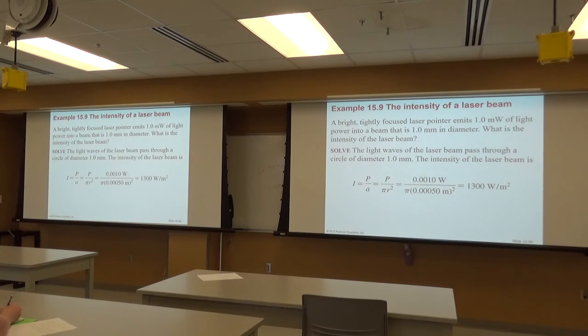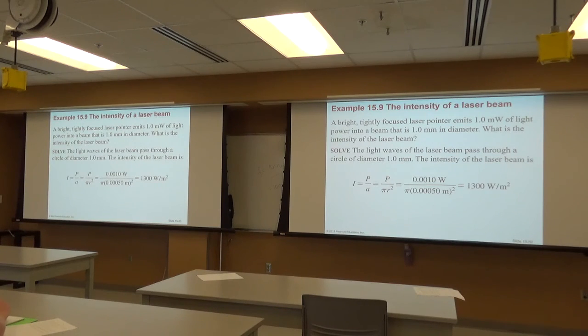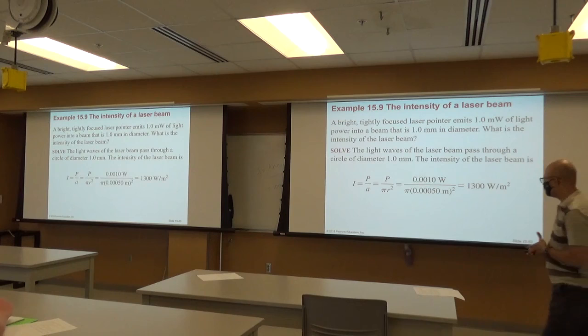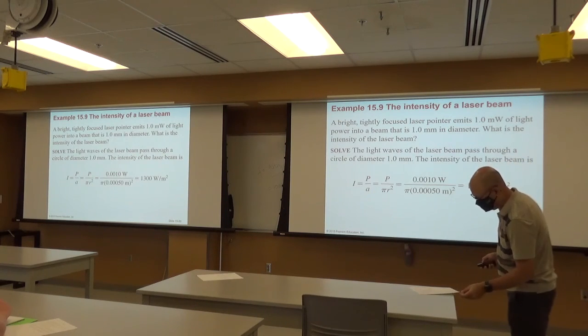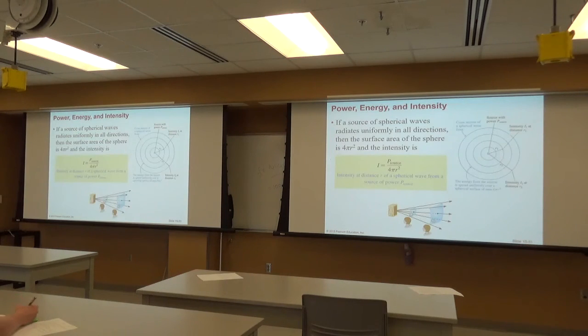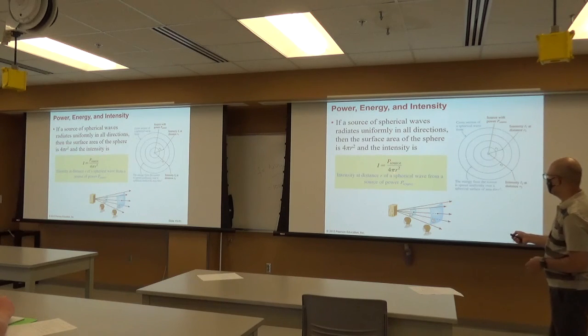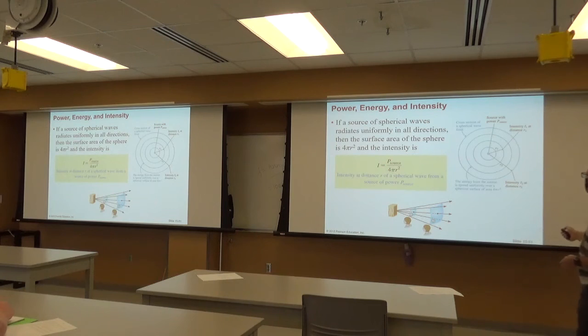Now, sometimes instead of using intensity, we use something called decibel when we need to represent the loudness of sound. Before we talk about loudness, again, intensity is power over area, and in this case, if it is a sphere, then we use 4 pi r squared. That's something we need to keep in mind. For spherical area, it's 4 pi r squared.